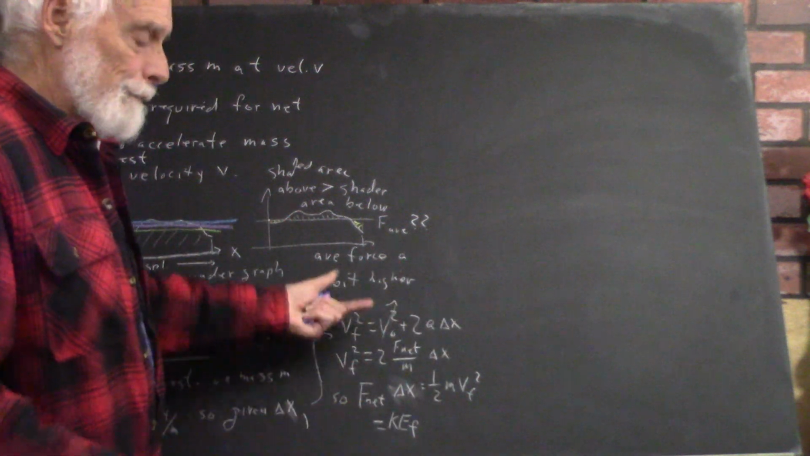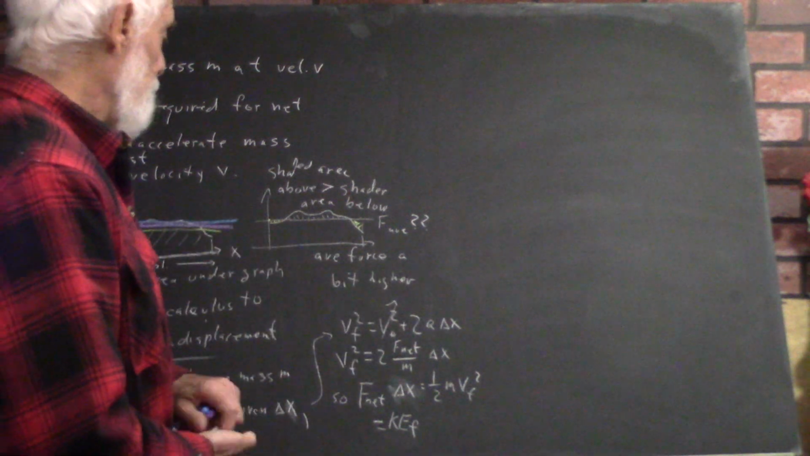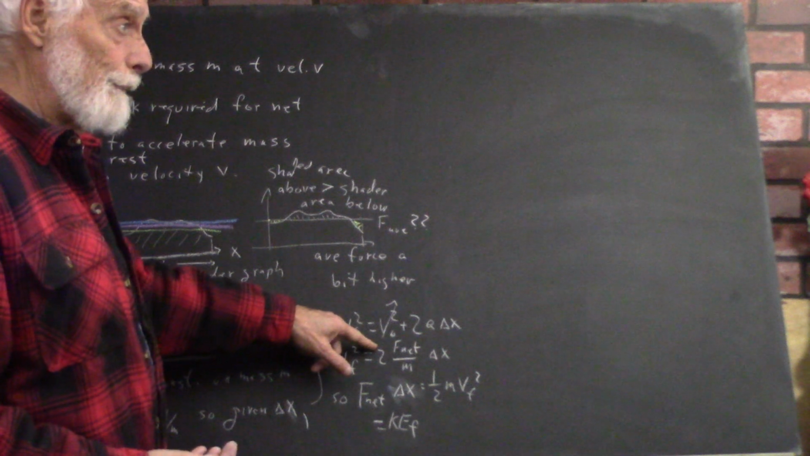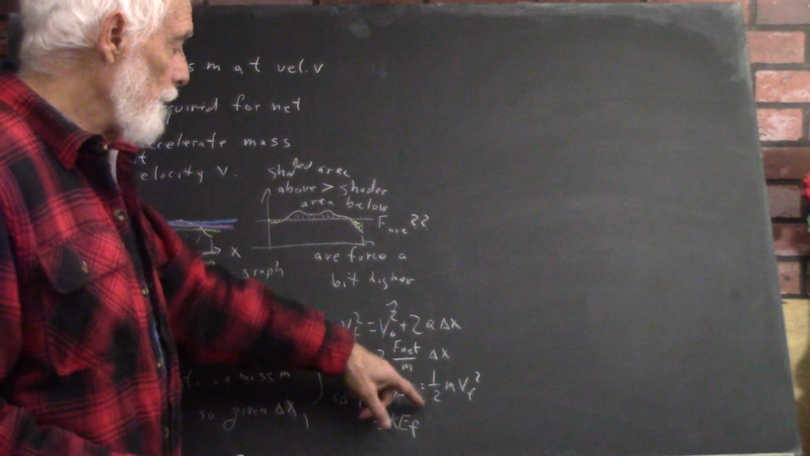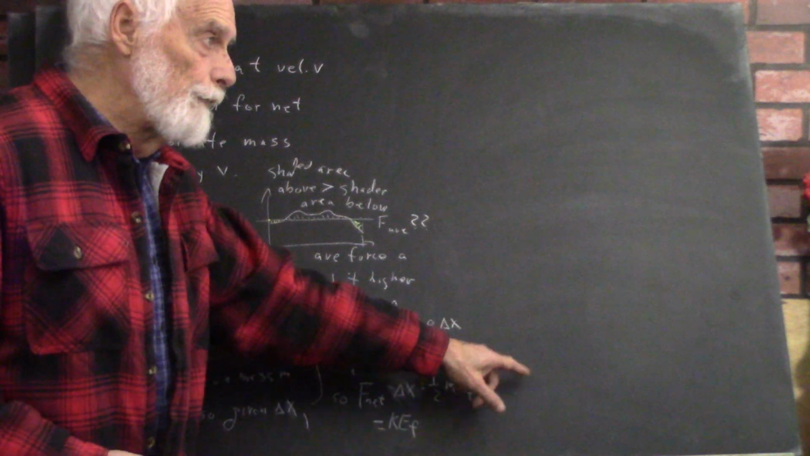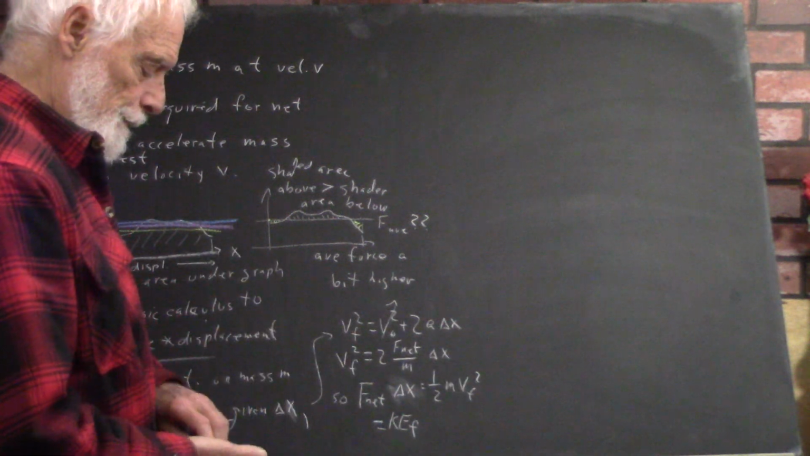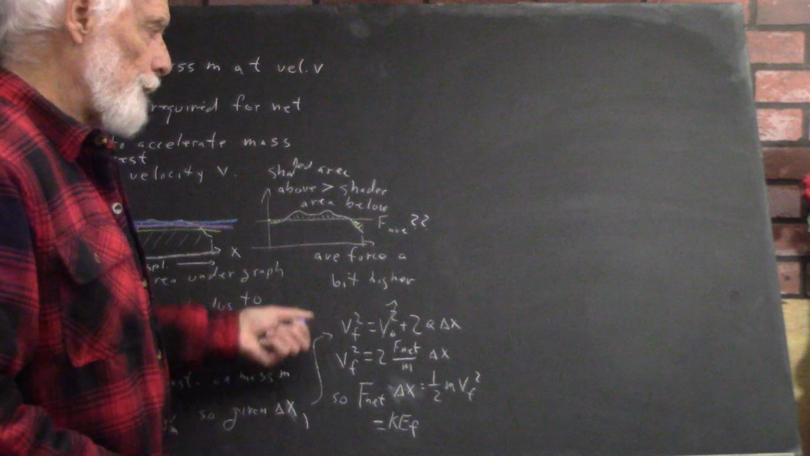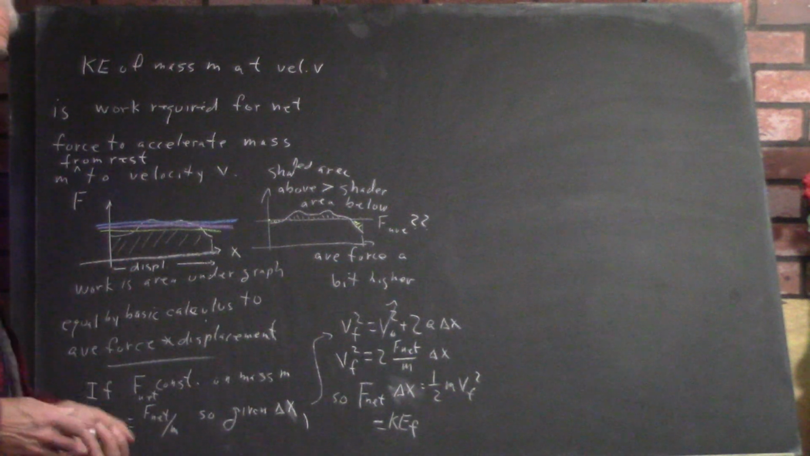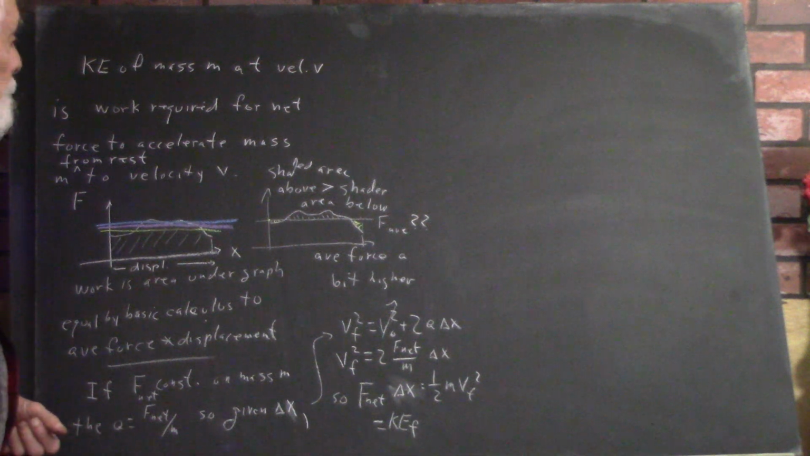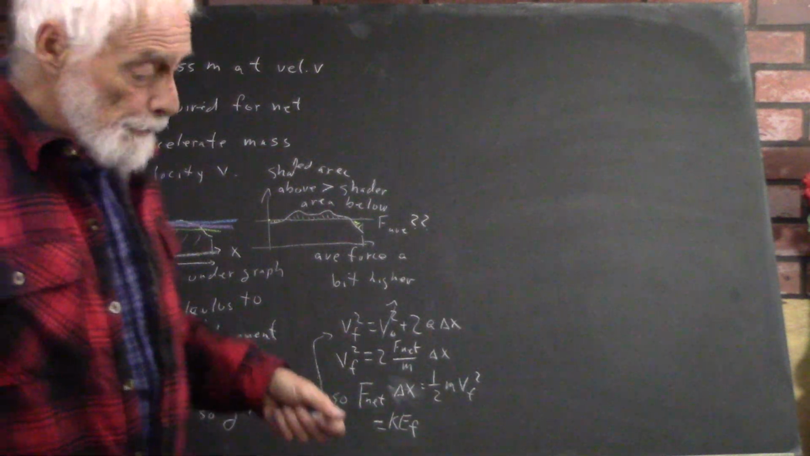Okay? Very simple. Your book does it using the same equation, but it has a non-zero V naught. Well, if V naught's non-zero, then you get F net delta x equals 1/2 m Vf squared minus 1/2 m V naught squared. Final kinetic energy minus initial kinetic energy. So you need to understand that. That's the beginning of understanding of energy. Now we'll go on with this next time because we're out of time. So I'm going to turn the camera off.